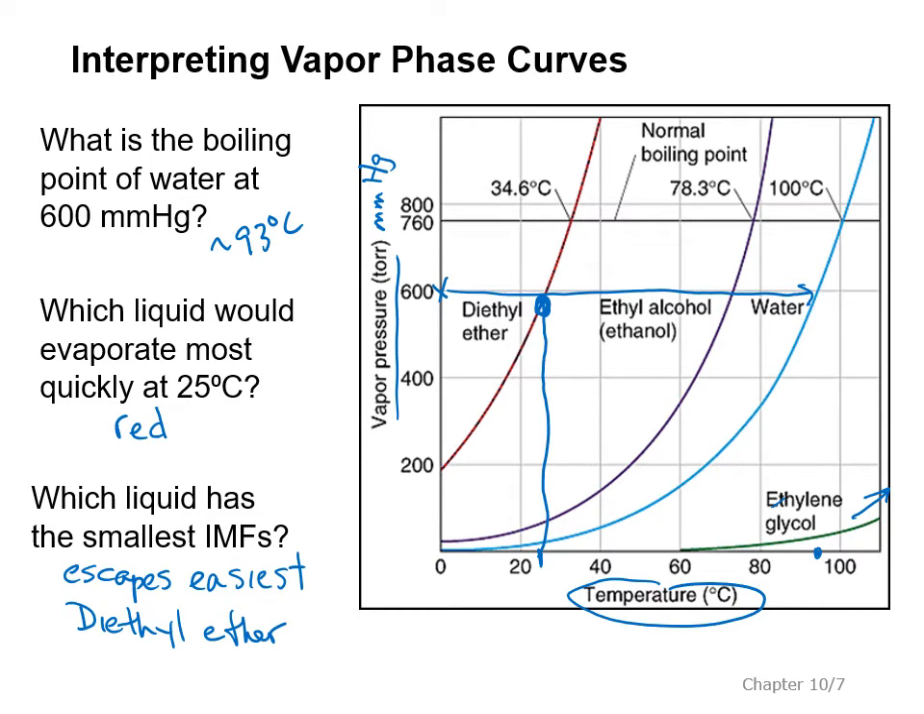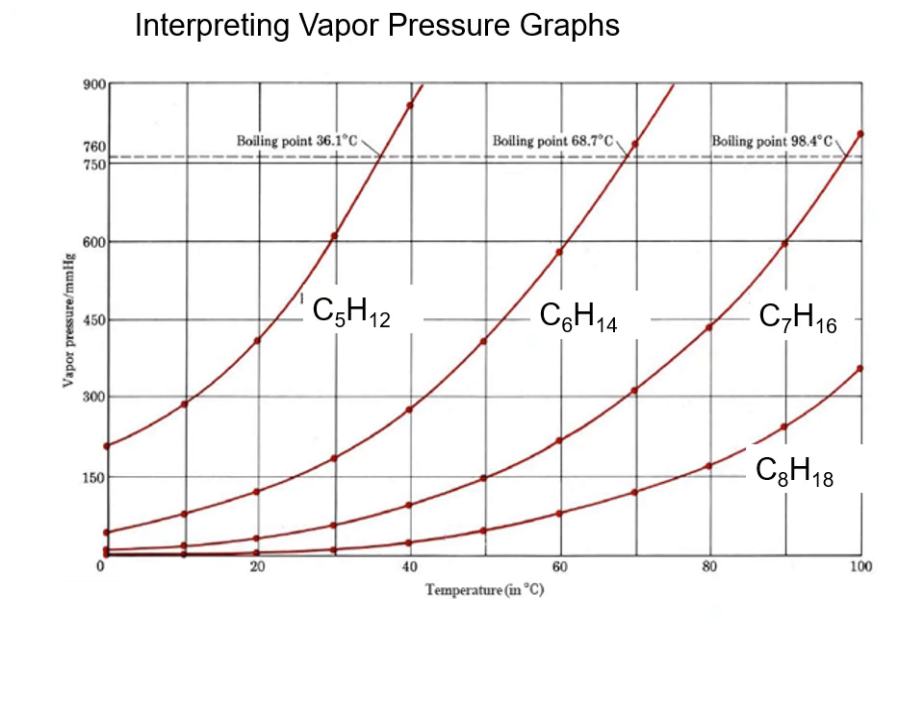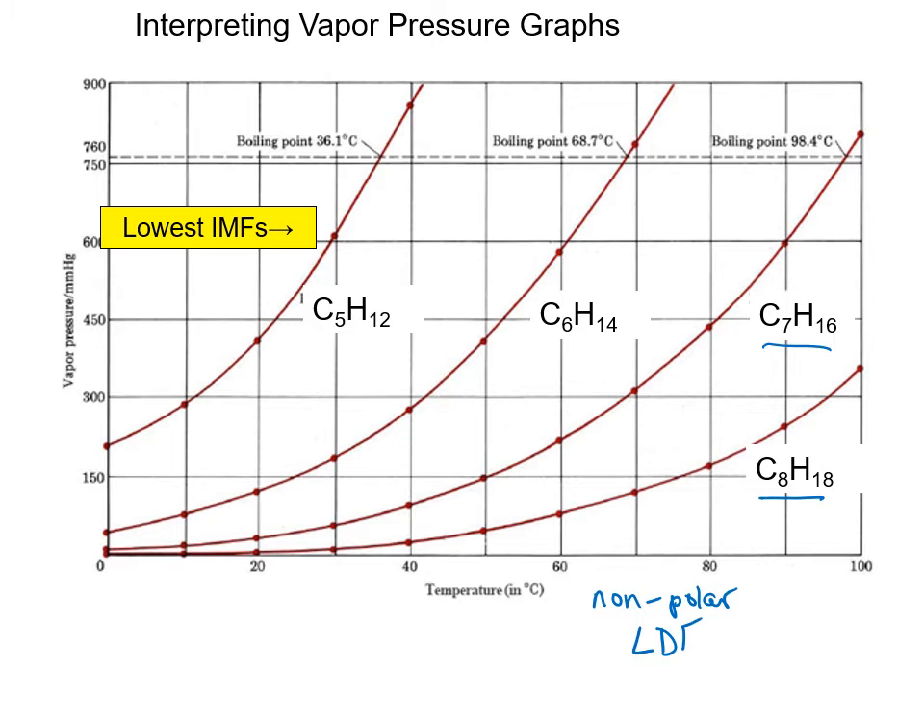Let's take a look at another vapor pressure curve. This is a set of alkanes, C5H12, C6H14, C7H16, C8H18. All of them are nonpolar because all we have are CH bonds, which means that the only thing that is going to determine their relative IMFs is the London dispersion forces.